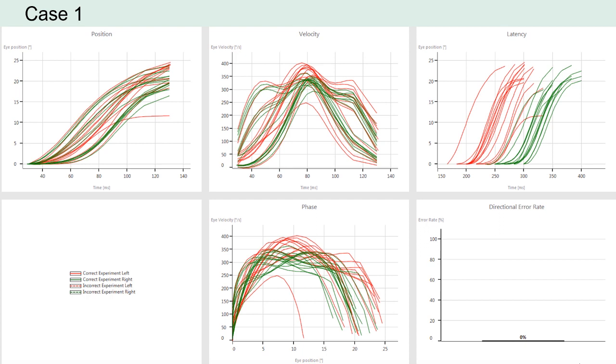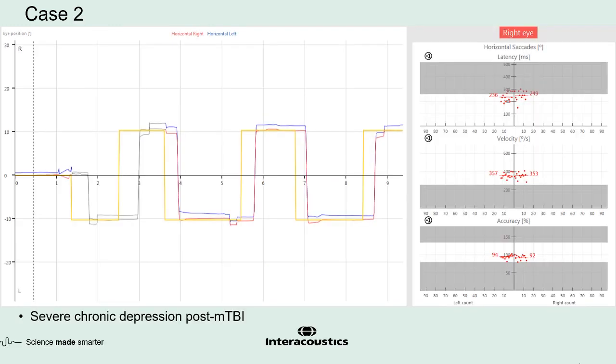Now, this is another TBI patient that I had 2 weeks ago. Despite a host of post-concussive complaints, his primary issue was severe chronic depression post-mTBI. If you look at his saccades, they're relatively fast. His velocities are actually quite good. They're reasonably accurate. He's in the 90s. We like to see these numbers between 96 and 100, but that's not that bad. It's fairly normal.